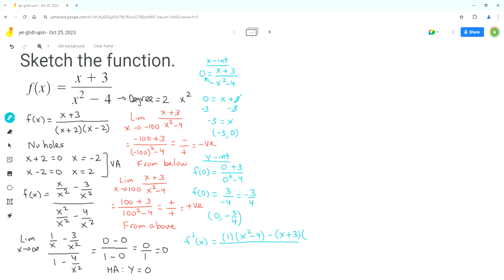So as per the power rule, the derivative of x squared is 2x, and the derivative of 4 is equal to 0, so we can ignore it, over the square of the denominator.